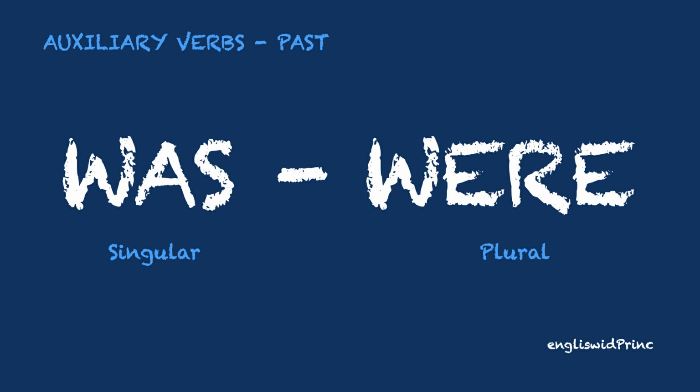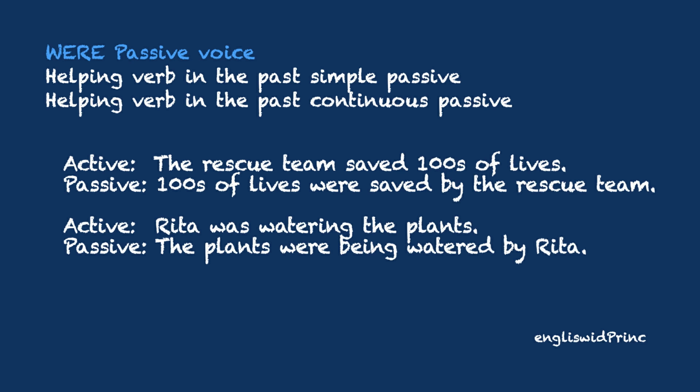Remember, were is for plurals. If the subject is plural, we use were. If the subject is singular, we use was. Next, in passive, simple past passive. I added active sentence first, then passive. Example 1. The rescue team saved hundreds of lives. Passive. Hundreds of lives were saved by the rescue team.